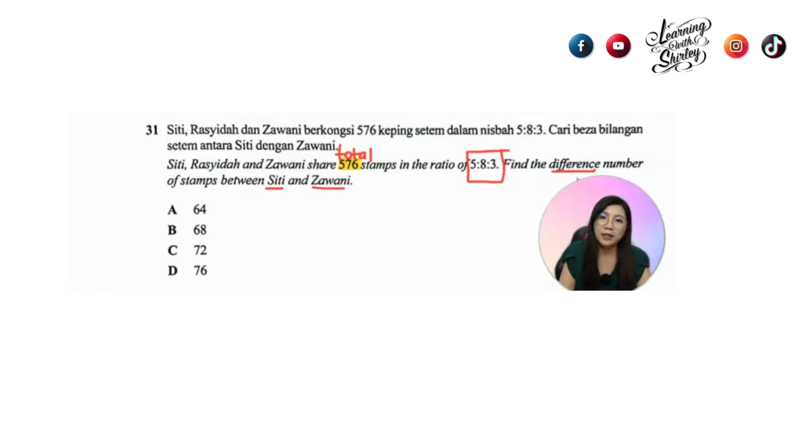Okay, so I'm going to write it here. So we have 𝗬𝗐, Rashida, and 𝗬𝗏. So their ratio is 5 to 8 to 3. Which means that 𝗬𝗐 is 5 parts, Rashida is 8 parts, and 𝗬𝗏 is 3 parts. So total parts here is how many? 5 plus 8 plus 3. So 5 parts plus 8 parts plus 3 parts. And this is equals to the total 576 stamps.